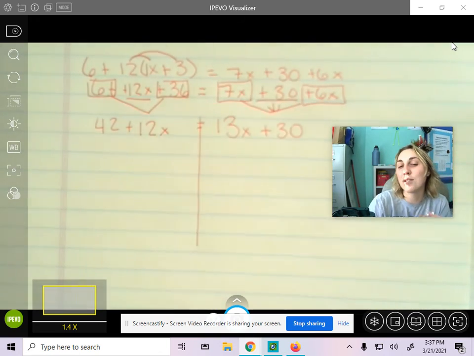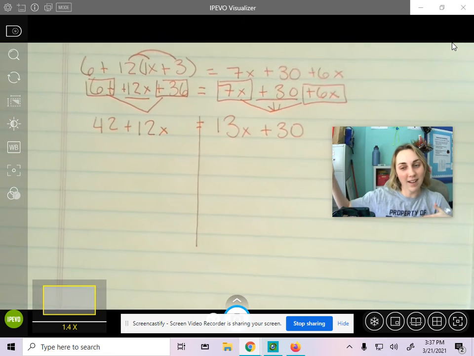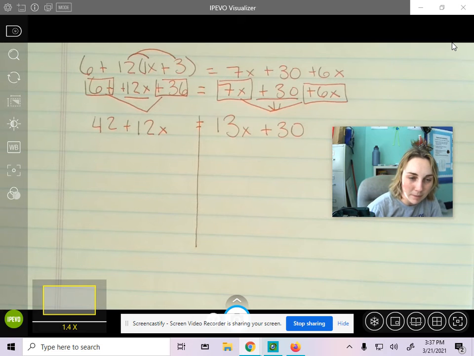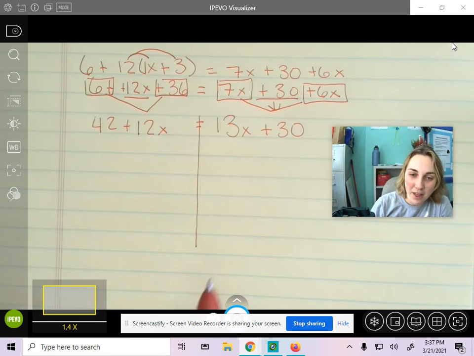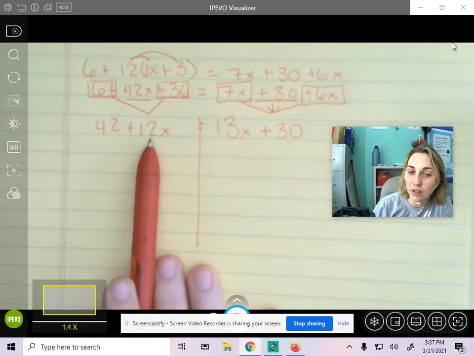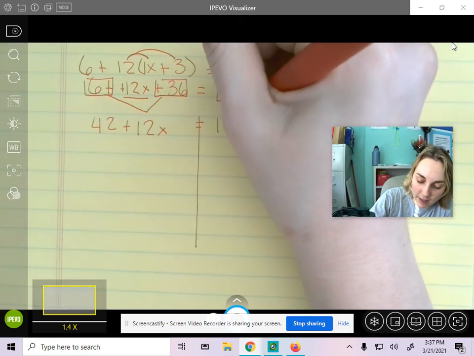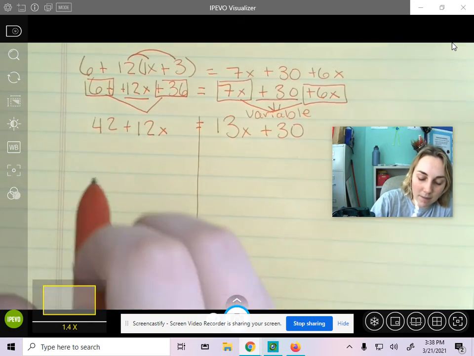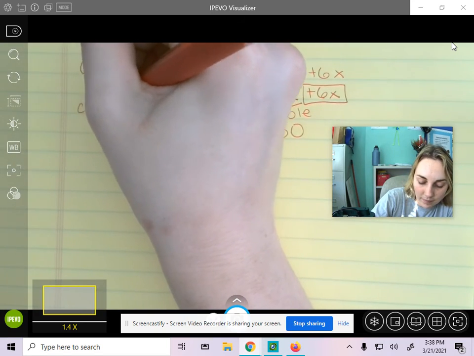So that means I can choose my variable side and I can choose my constant side and go ahead and solve both sides. So I'm going to choose my variable side first, and I'm going to choose it based off which variable is the biggest one. Well, 13 is bigger than 12, so this is going to be my variable side. And then this is going to be my constant side.